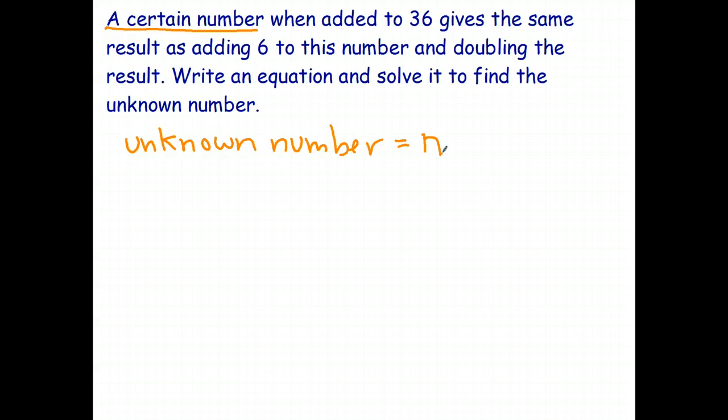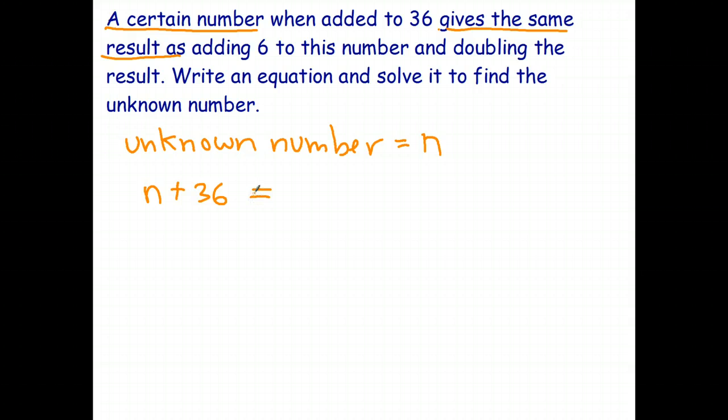Okay, now that number is being added to 36. So I could write 36 plus n, but it's the same as writing n plus 36. So I prefer to write my variable first. Gives the same result as, once again, just means equals.